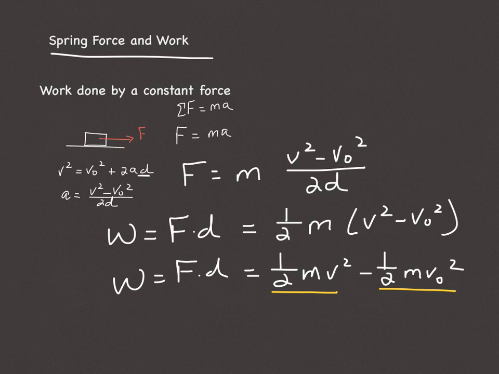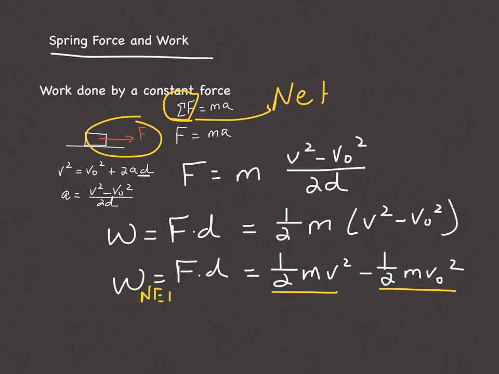So what this is saying is that if we apply a force, and specifically here a net force, because we started with the sum of all forces, so that is a net force. Our net force is just equal to the one force being applied. So this would be the net work caused by a net force being applied over a distance, and it will give us the change in kinetic energy. And that is whenever there is a net force acting on the object.